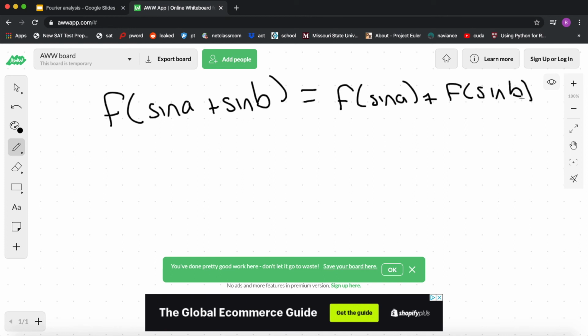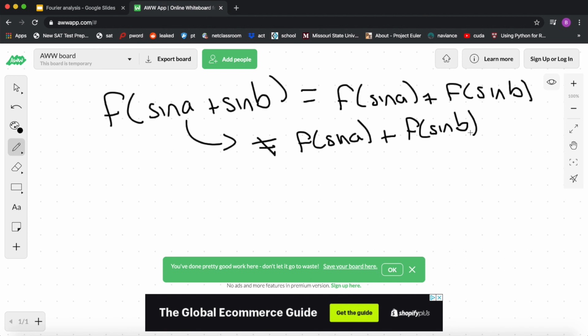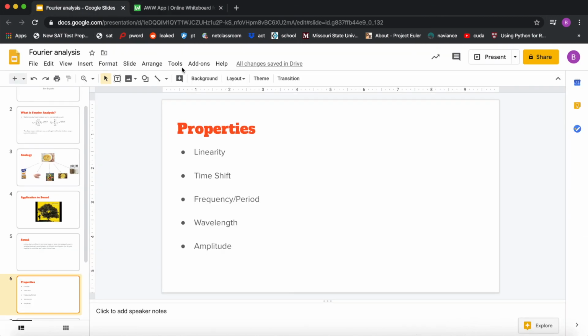However, if linearity was not a property, that means that this would not equal necessarily f of sine A plus f of sine B. That means you could not decompose a very complicated wave, such as the one I had shown, into its frequencies. This is essentially the entire point of Fourier transform, which is why this is one of the most important properties. Now let's go back.